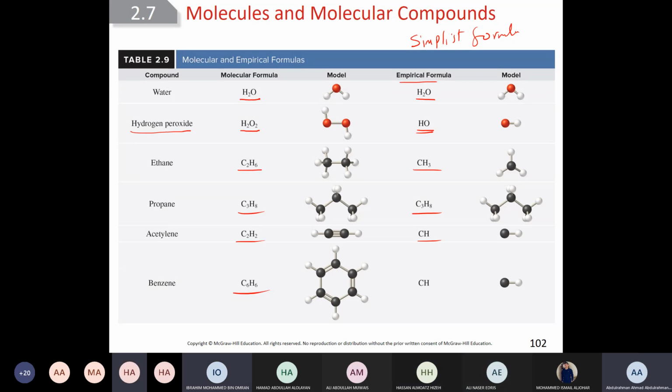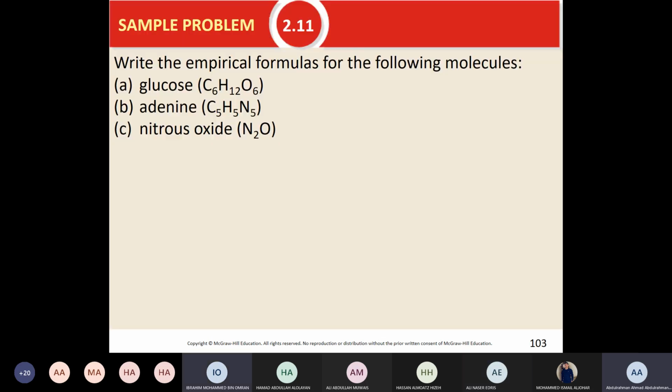I want you to notice here, even though this one is C6H6 and this one is C2H2, both have the empirical formula CH, but they represent two different things. So the empirical formula does not represent the real structure. The real structure is represented by the molecular formula. And this is the real structure for C6H6, and this is the real structure for C2H2. Is this clear? Good.